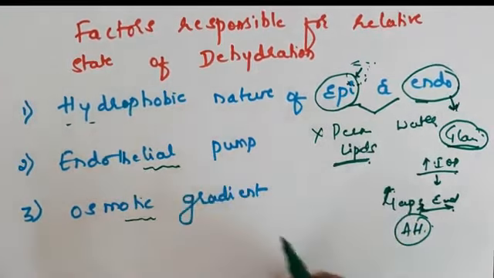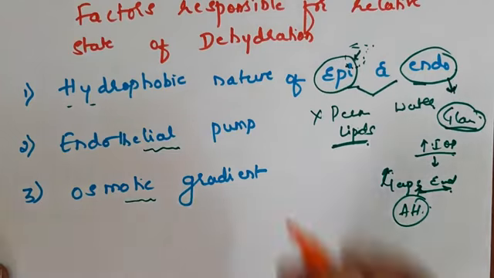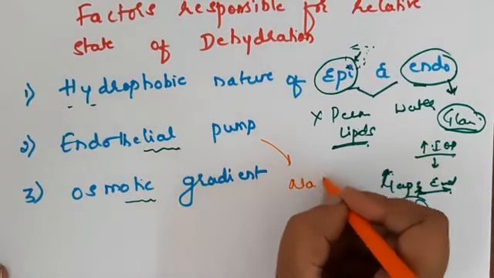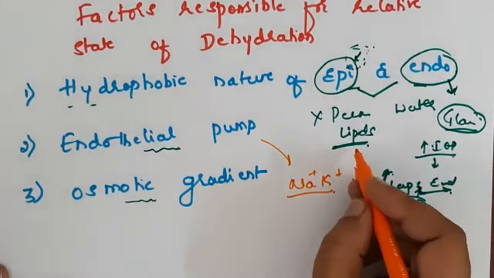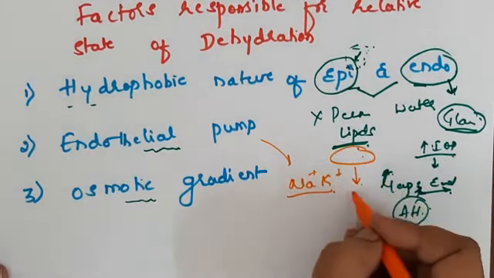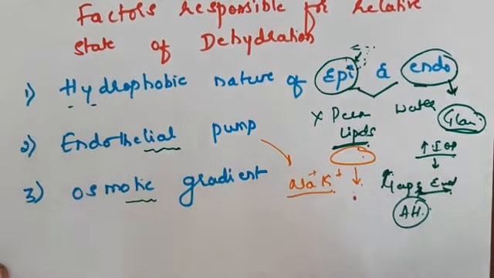And the second is the endothelial pump. As you all know, we have the sodium-potassium pump, which is active at the endothelial side, which will constantly pull the water from the stroma into the aqueous, thereby maintaining the dehydration state.